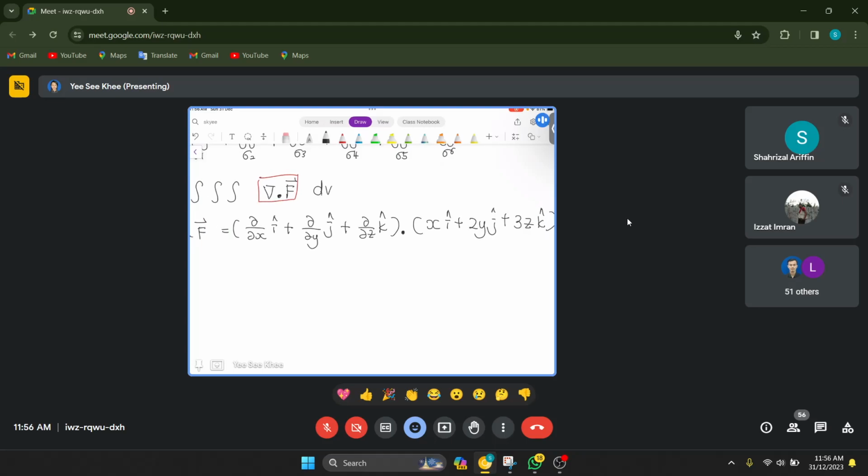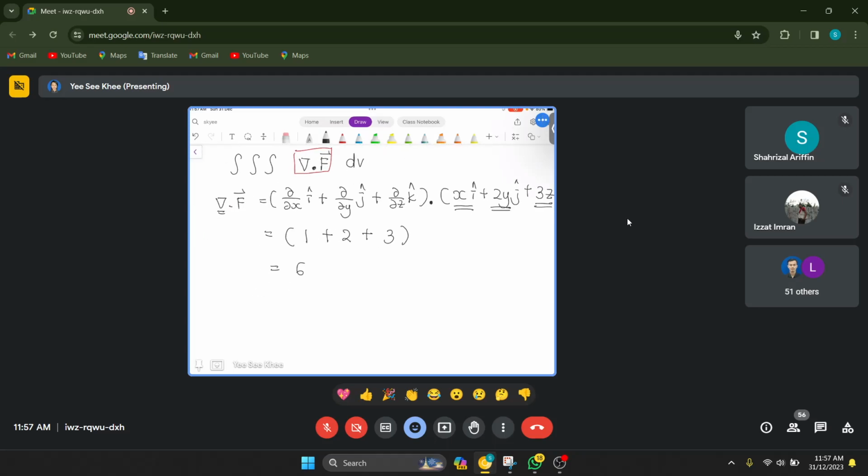Okay, so when you perform a dot product, you differentiate the first term with respect to x and get 1, the second term with respect to y and get 2, and the third term with respect to z and get 3. So you get 6 for the divergence of this vector F. So you put the 6 in your formula, and now you need to decide the dV.